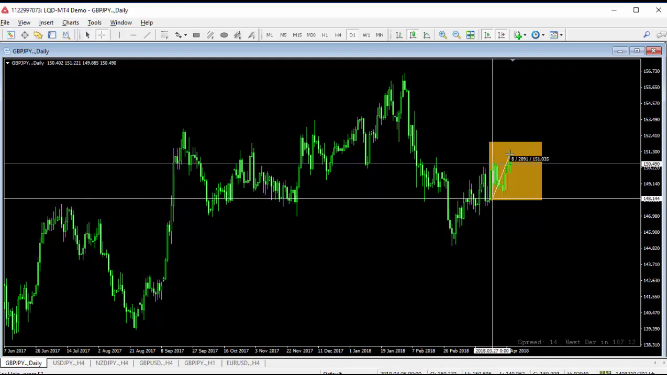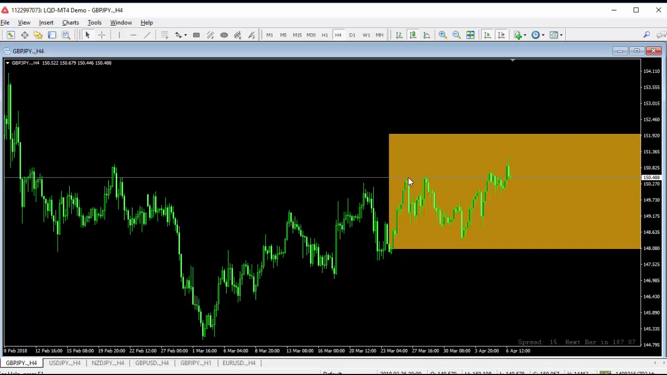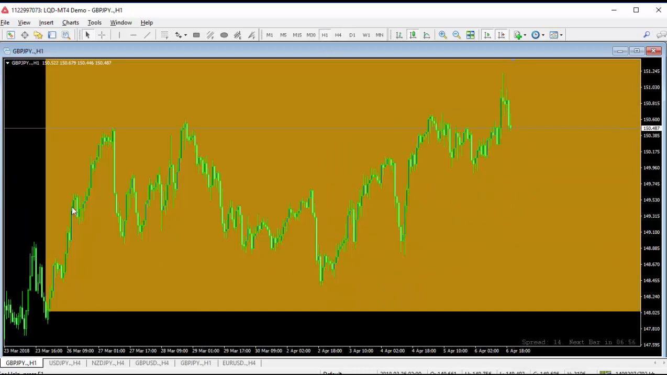318 pips in this highlighted zone. We bring it down to the H4. We start to see even more candles and, more importantly, more upticks and downtrends inside of this market. More waves, right? Up and down, up and down, up and down. H1, even more waves. You're seeing the noise of the market.